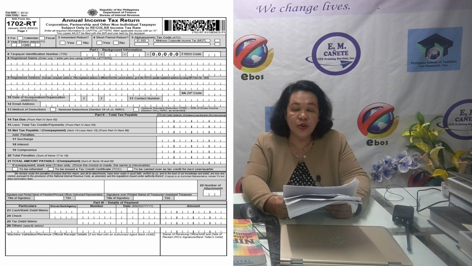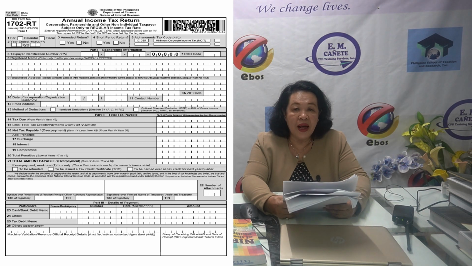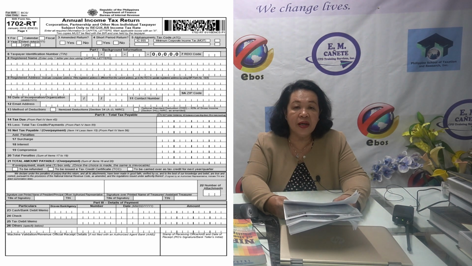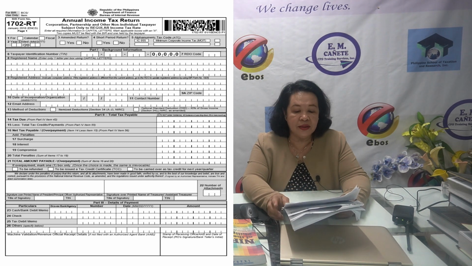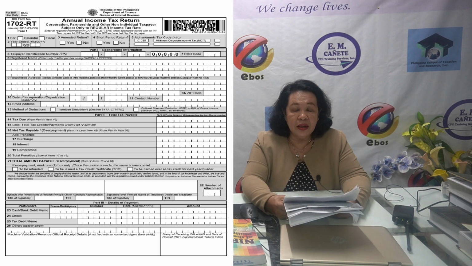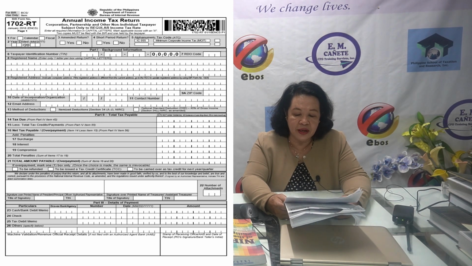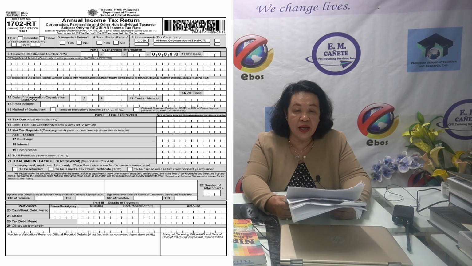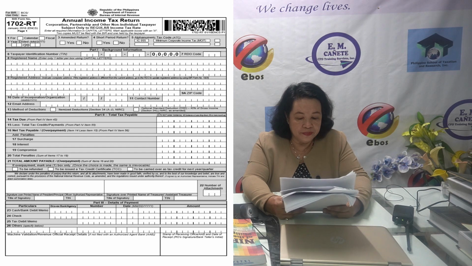The second option is to be issued a tax credit certificate. If you want to apply for a tax credit certificate, what are you going to do with it? You can use this as payment for your other tax obligations. Then you check the second box. The third option is to be carried over as tax credit for the next year or quarter. So if you don't want to choose the first 2 options, then you can use the third option, carried over to the next year or quarter.